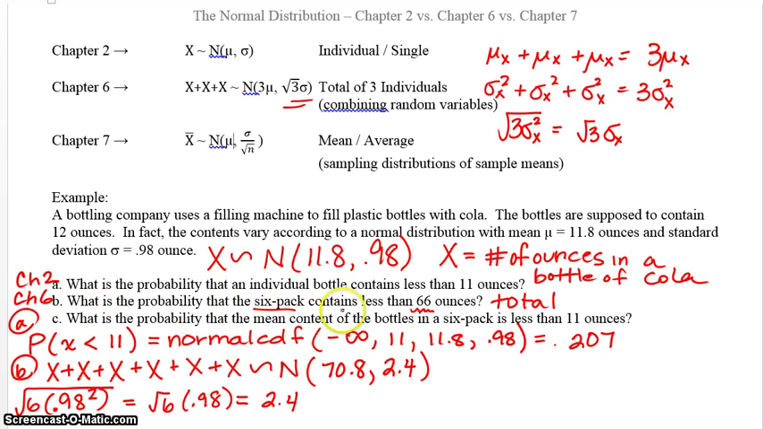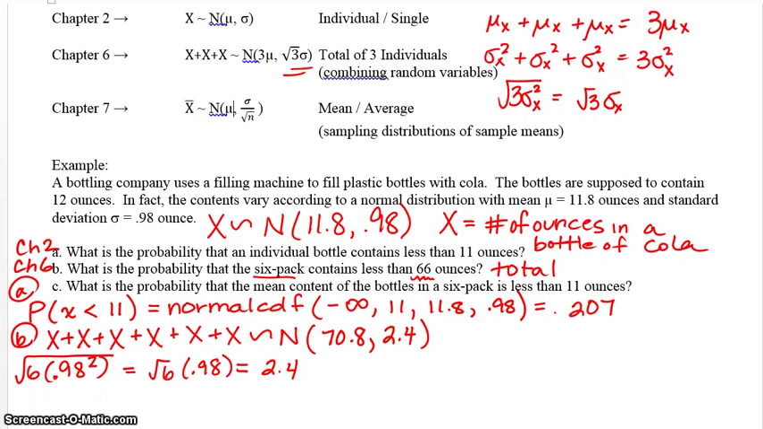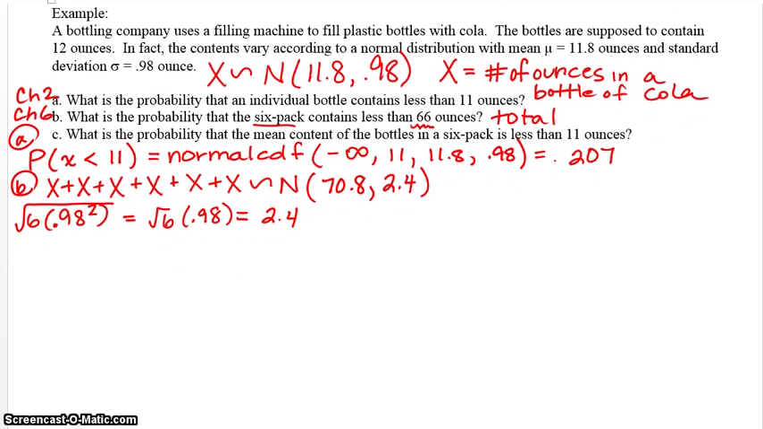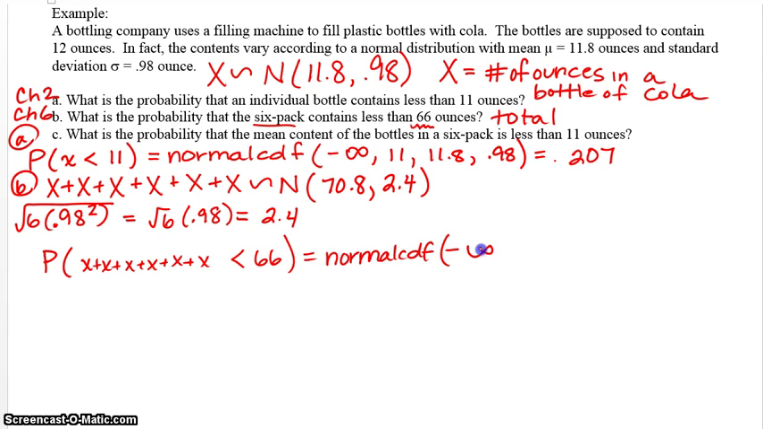So we want the probability that a 6-pack contains less than 66 ounces. And so we are going to find the probability that 6 X's added together, 6 individual bottles added together, is less than 66 ounces. So again, we're going to normal CDF. Our lower bound is negative infinity. Our upper bound is 66. Our mean is 70.8, and our standard deviation is 2.4. We type that into our calculators.